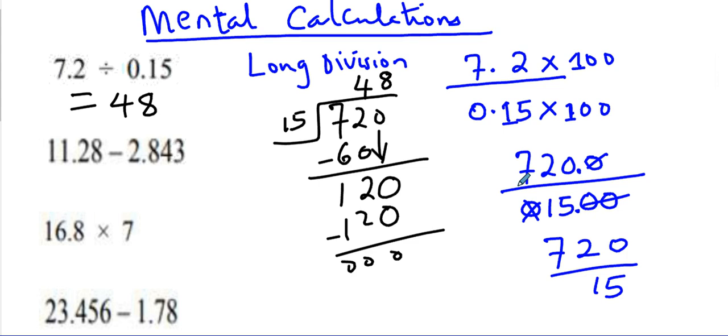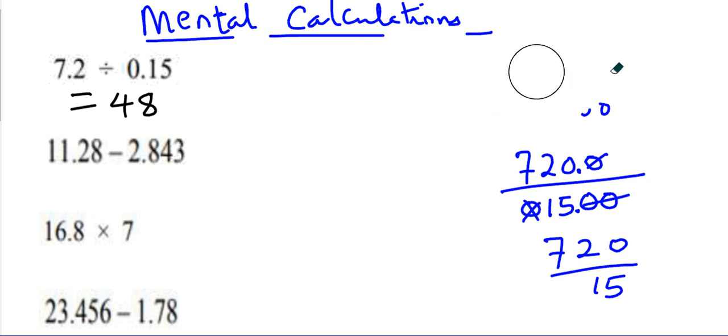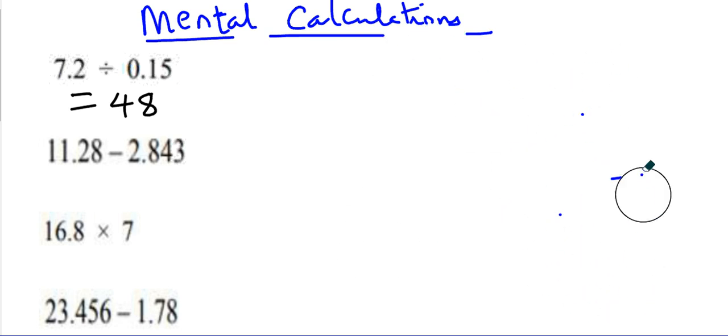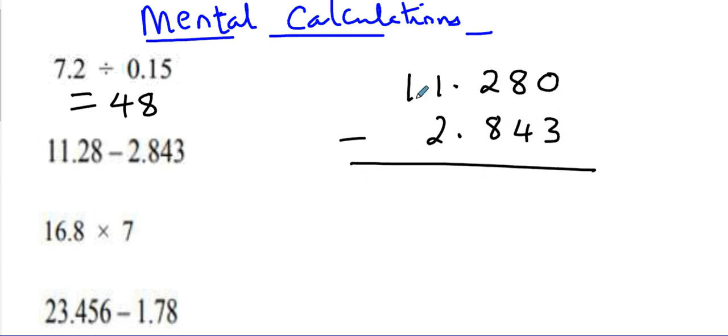You can pause the video and copy the notes, but if you don't mind, let us erase all these and proceed with the next question. We have 11.28 minus 2.843. So put a 0 over here for easy subtraction.